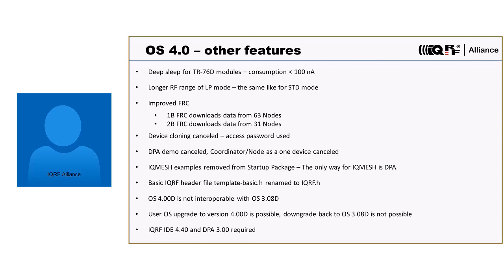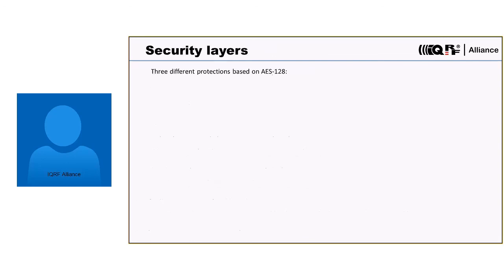So those are the other features that are in the new operating system, and now we will focus on the security. The complete security is based on the standard AES 128. There are basically 3 layers. The first layer is access encryption. To be able to join the network, you need an access password, and this is used for bonding. That means when you want to enter the network.